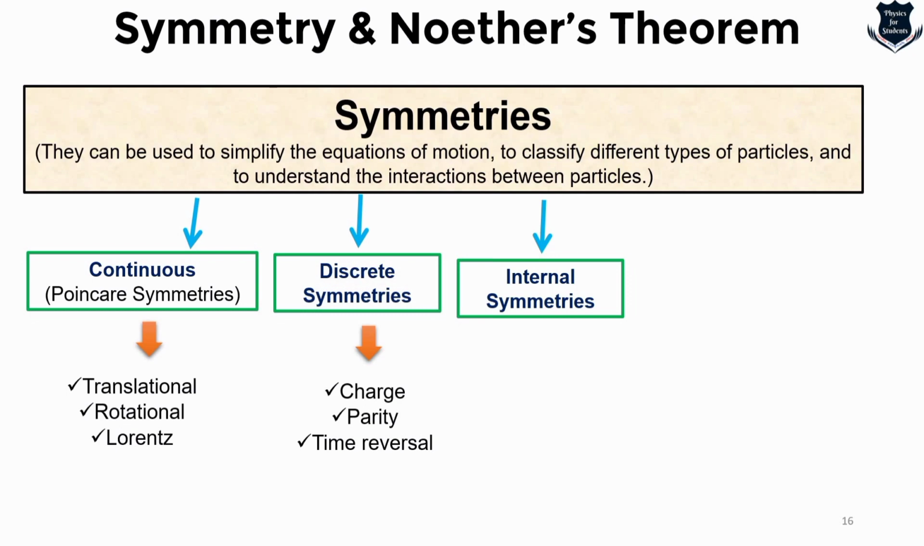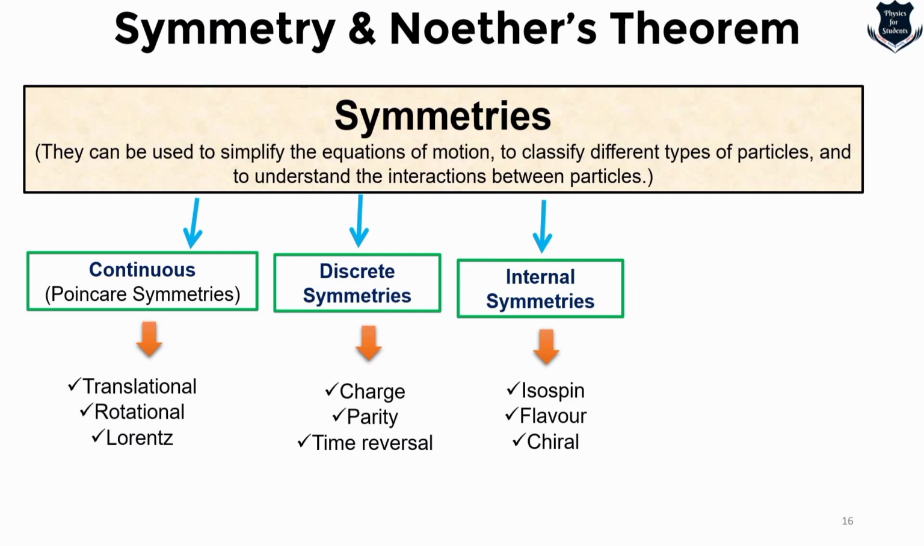These internal symmetries are a class of symmetries that do not involve the space-time coordinates of particles. Instead, they are transformations that act solely on the internal degrees of freedom of the fields or particles within the theory. Now, what are those? For example, we have isospin, an internal symmetry involving the transformation of particle states between different charge states. Then we have flavor symmetry.